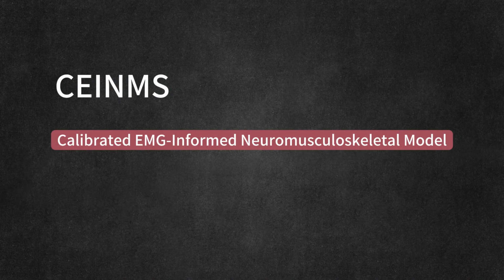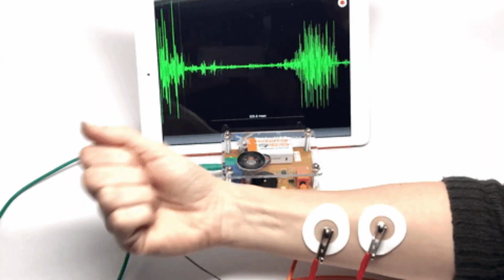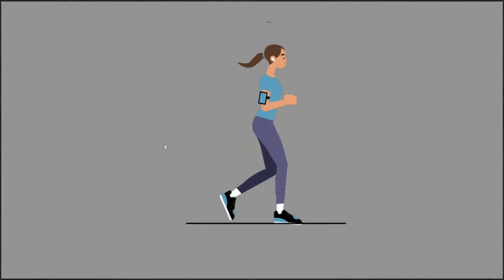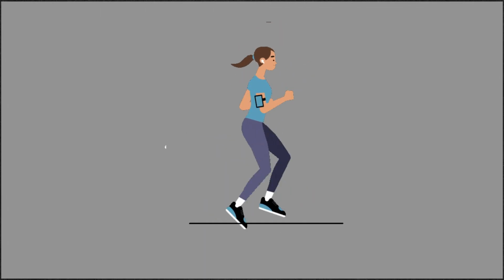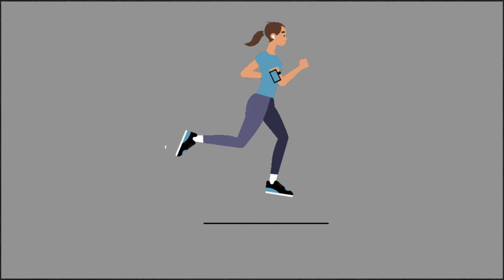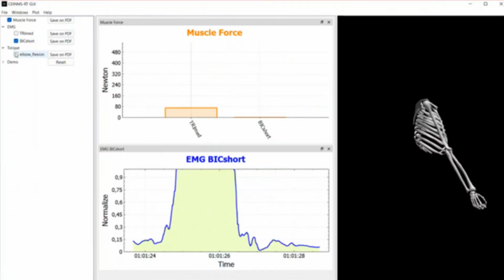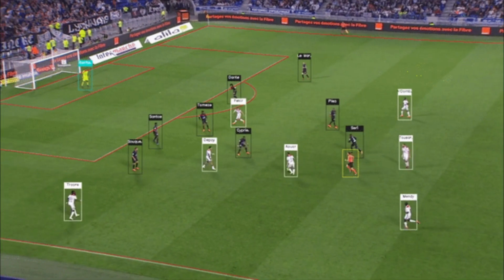CEINMS, short for Calibrated EMG-Informed Neuromusculoskeletal Model, is a physiological modeling framework that combines electromyography with musculoskeletal dynamics. Earlier versions of CEINMS were highly accurate, but far too slow for real-time use. The RT in CEINMS-RT stands for real-time. The goal of this study was to transform CEINMS from an offline analysis tool into a real-time human-machine interface, allowing the computer to complete an entire muscle-skeletal computation within milliseconds as the person moves. Simply put, it used to be post-game video analysis. Now it's real-time coaching through your earpiece.